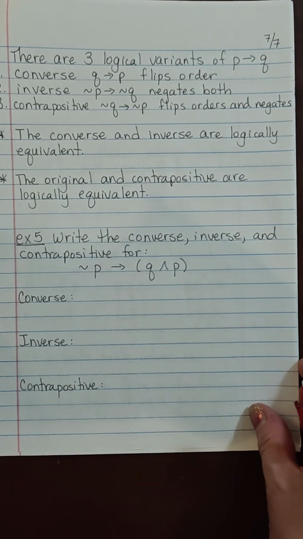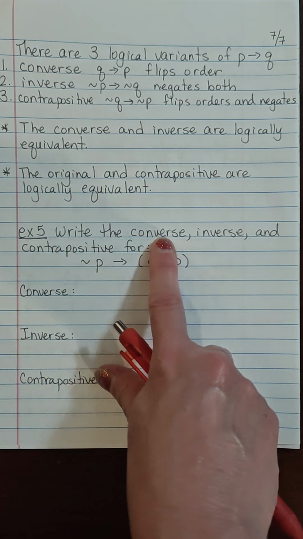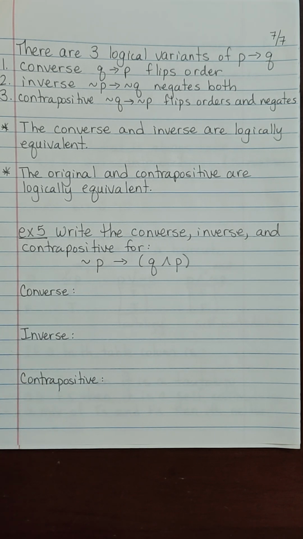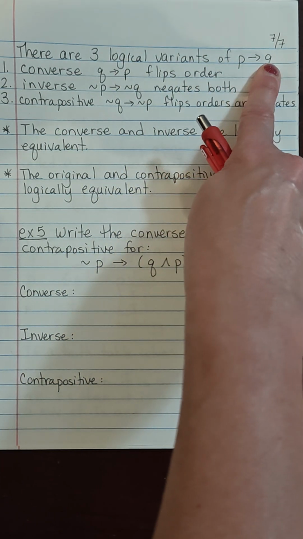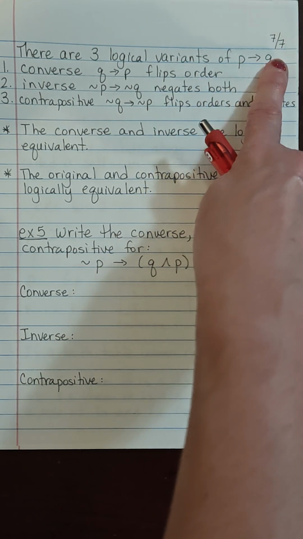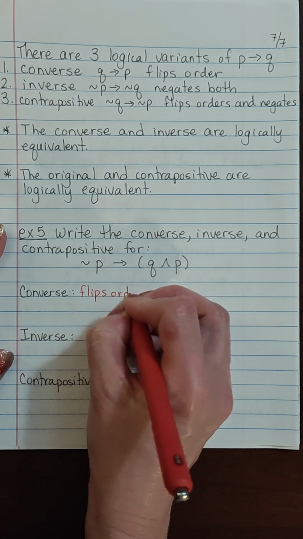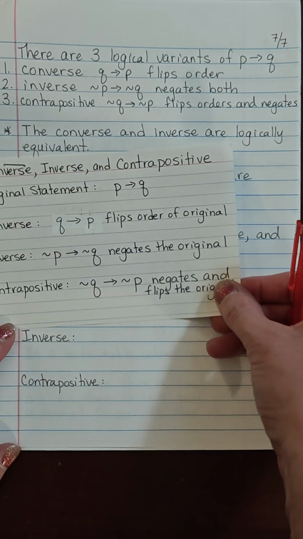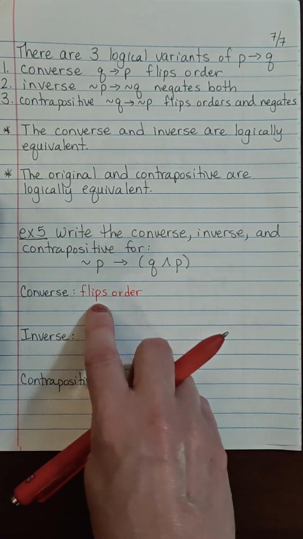Okay, so here's a statement. This thing is kind of messy. We're going to write the converse, the inverse, and the contrapositive for this. All right, the converse. The converse takes the original statement and just flips the order. It just makes the second thing first and the first thing second. All right, so it just flips the order, okay? I have this linked in D2L as a summary sheet as well, so you can always reference that. Okay, so the converse flips the order.